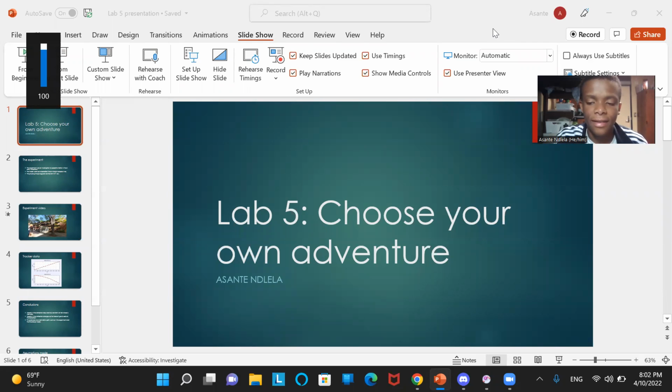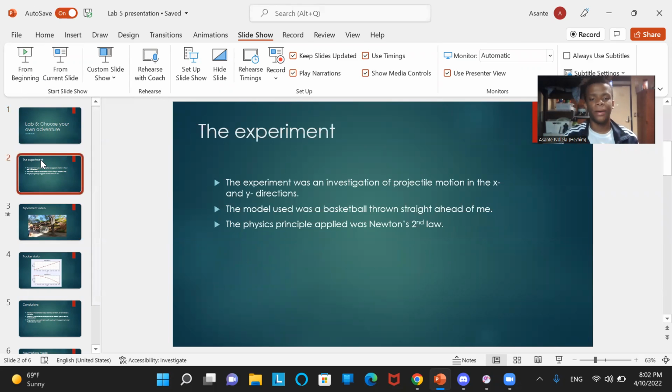Hello, my name is Asante Indlela, and in today's lab, I'll be reporting on a lab that I designed on my own. So for this experiment, I chose to do an investigation of projectile motion in the X and Y directions.